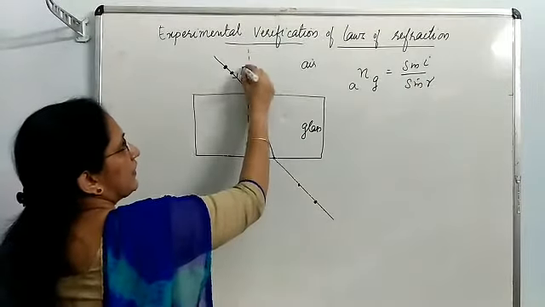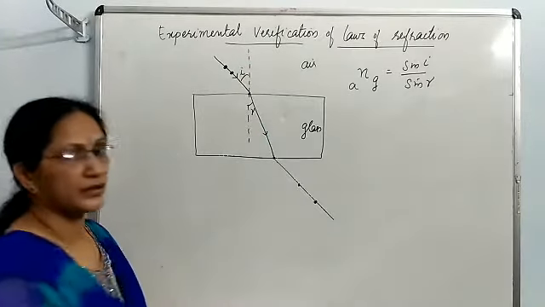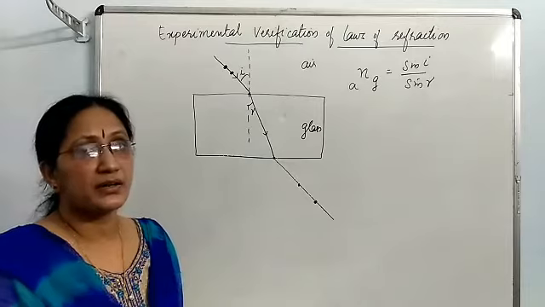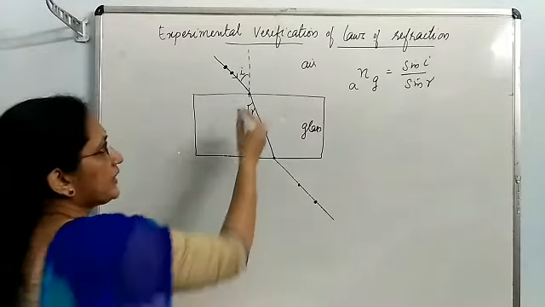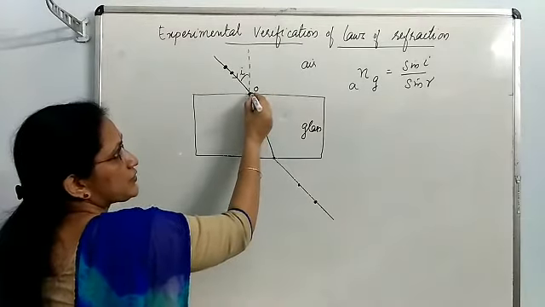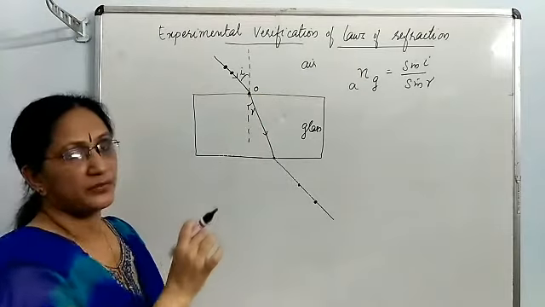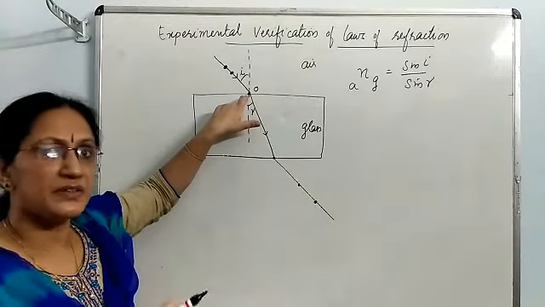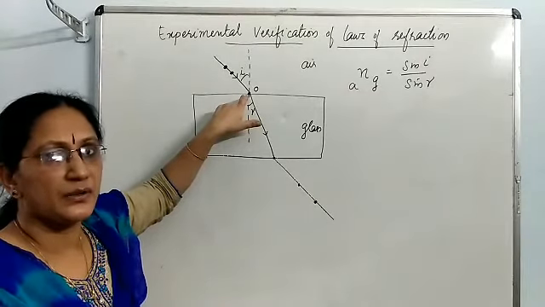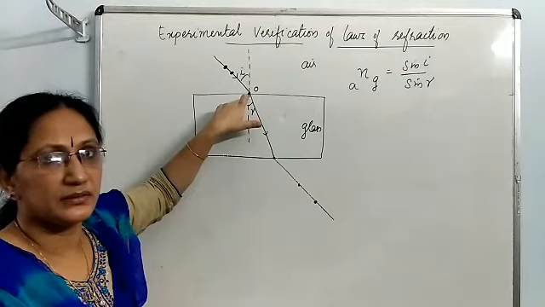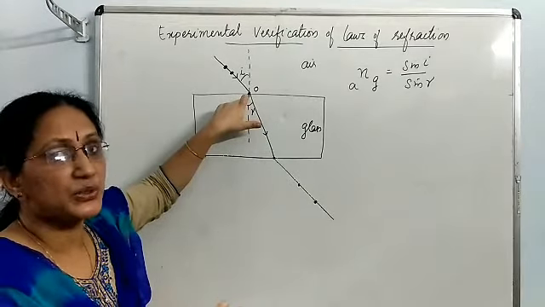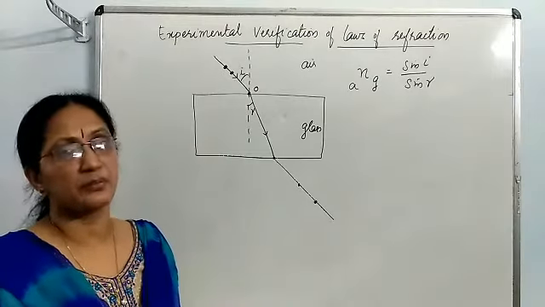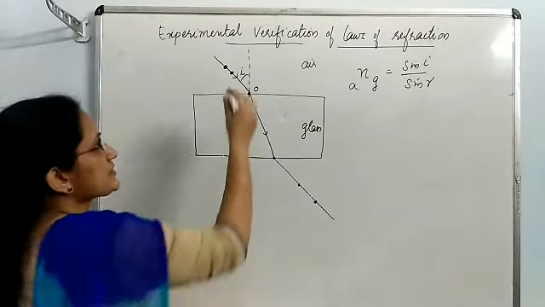This is angle I and this is angle R. You have to make a circle by taking this point, let me mark it as O. O is the point of incidence. By taking O as center with any radius, you have to draw one circle. But that circle should cut the incident ray and refracted ray at two different points. So like this the circle will be drawn.